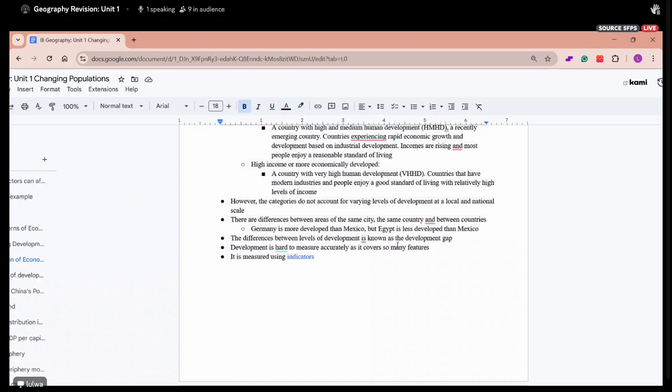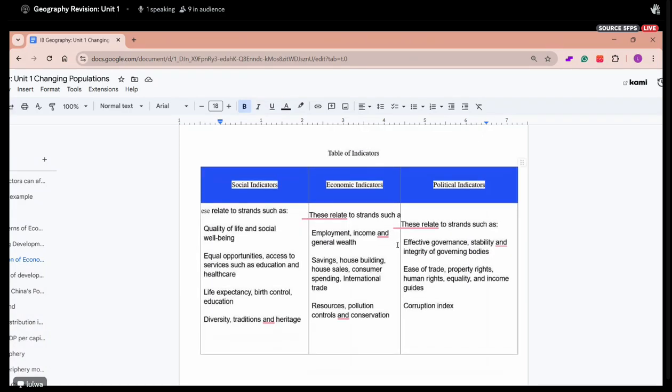However, it is measured using indicators. And so we have different types of indicators: social indicators, economic indicators, and political indicators. Examples of social indicators: you measure quality of life, equal opportunities, life expectancy, birth control, education, diversity, and heritage. For the economy, you measure employment, income, general wealth, savings, resources, pollution, etc.